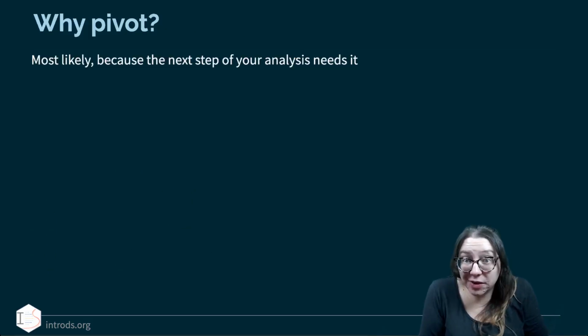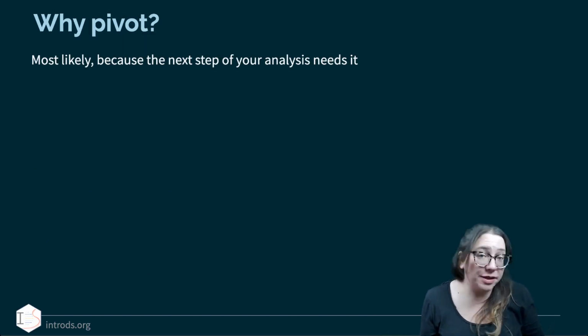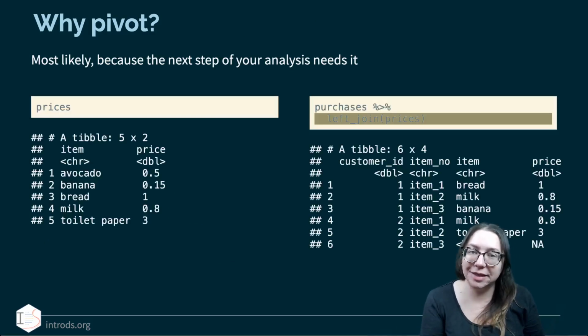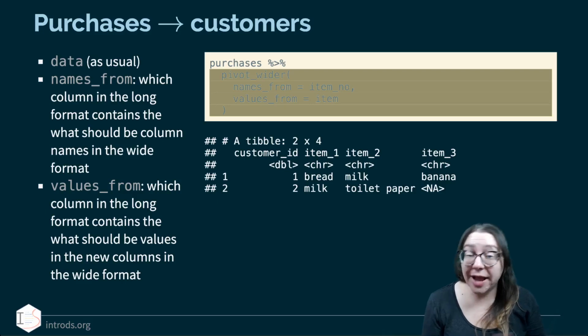Now, why might I want to do this? Why did I want to pivot my data? Most likely because the next step of your analysis needs it. So if I wanted to get these data and then join the price information I had on these items that are purchased from the grocery store, I can then do things like calculate total revenue and whatnot. I can also go back.